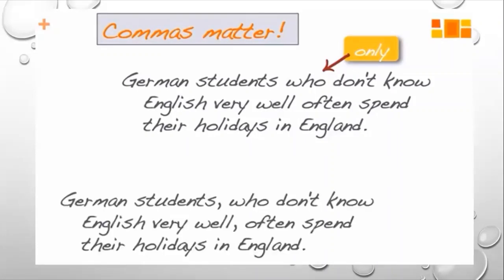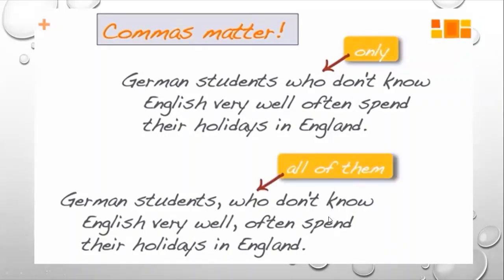But what happens if I write the same thing, but now I just put commas there? German students, who don't know English very well, often spend their holidays in England. It changes. El significado o la intención cambia. Los estudiantes alemanes, quienes no saben inglés muy bien, normalmente pasan sus vacaciones en Inglaterra. Esto quiere decir que todos los estudiantes alemanes se van para Inglaterra de vacaciones, right? El simple hecho de haber usado la coma cambió completamente el sentido de la oración.